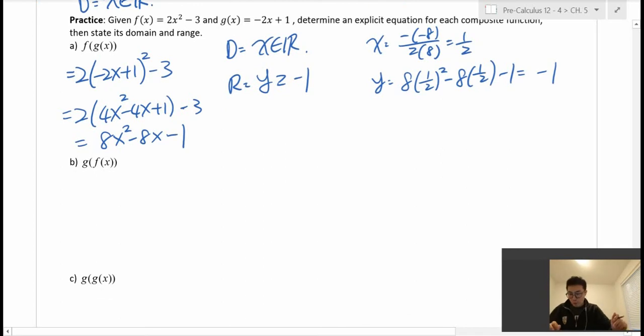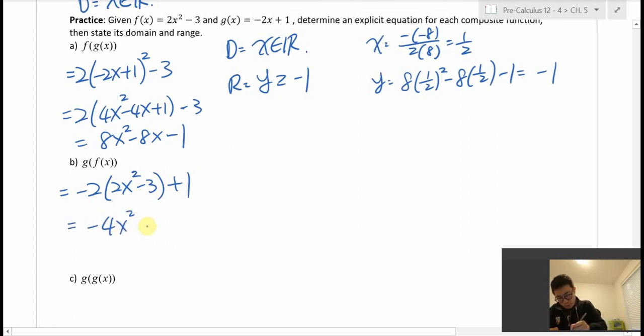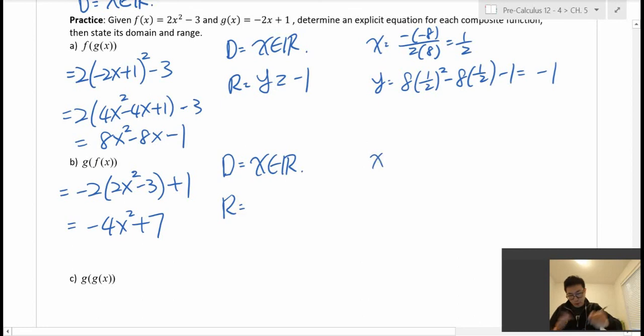Okay, for part B, g of f, we are going to put f into g. So I'll do it quickly here. So it's going to be -2 times x, which is the function f, which is going to be 2x squared minus 3. Plus 1 here, so you should get -4x squared plus 6 plus 1, so plus 7. Again, it's a parabola, so domain is all real numbers. For the range, we can use the formula again, but I mean, this one I know the vertex already, but it's okay, I'll show you.